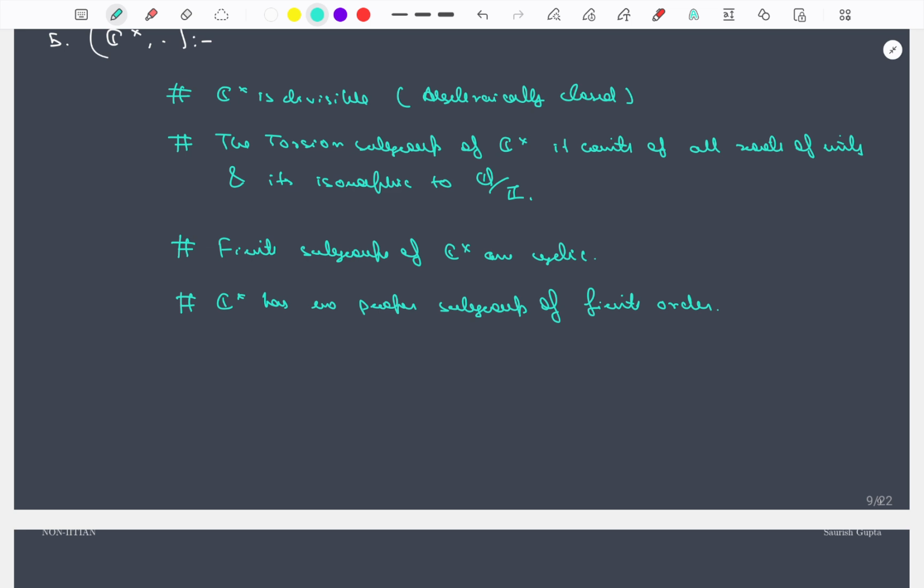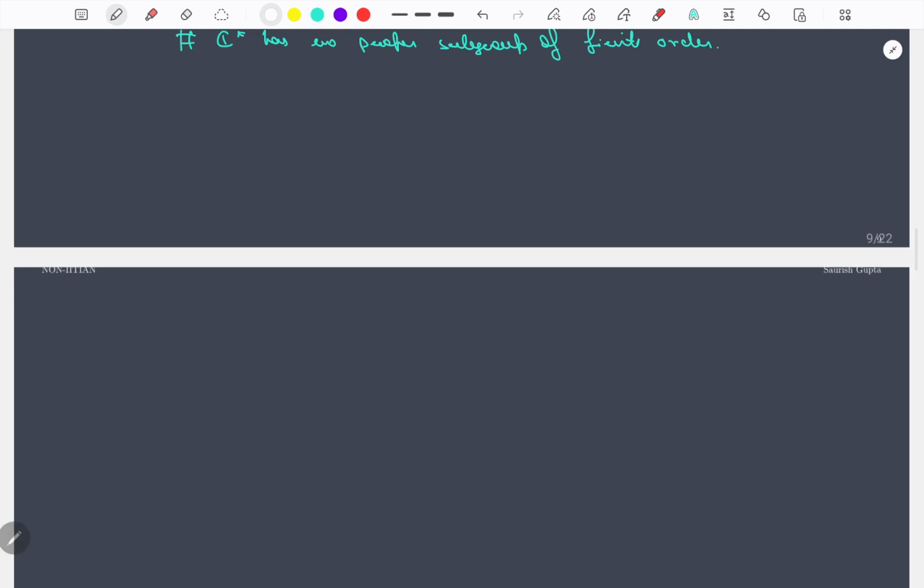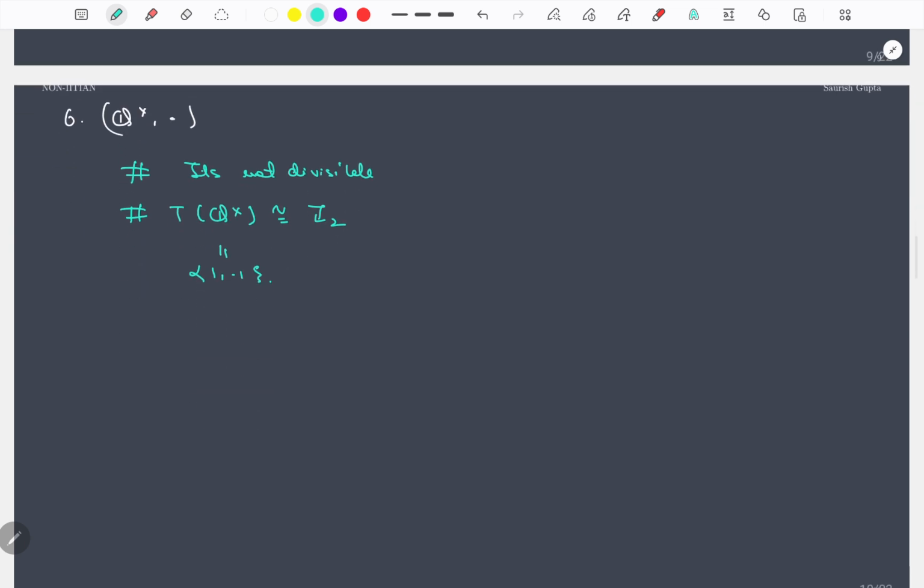Yeah, so fine, let's move on to the next important group I would like to talk about, which is the group of all units of Q, again in terms of multiplication obviously. And firstly, what should I say? It's not divisible. Obviously it's not divisible because every element won't have an nth root. For example, the negative elements, or simply in fact 2, does not have a square root, so it's not divisible. The torsion subgroup of Q cross is isomorphic to Z2, and it in fact contains the elements 1 and -1. So these are the only elements of finite order.